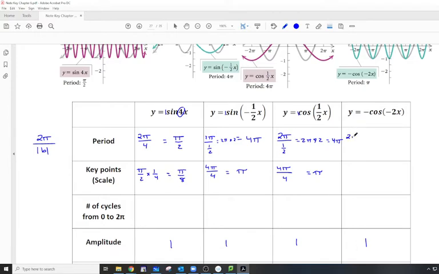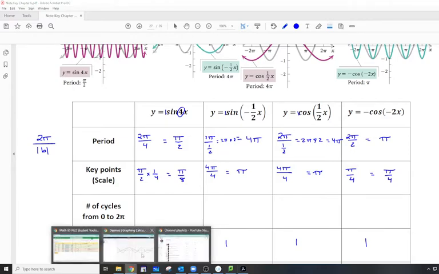So the period is 2 pi divided by the b value, which is 2, absolute value of b, which means my period will be pi. If my key points happen with 4 points within that pi, that means every key point is going to happen at a pi by 4 interval. So let's go back to the graph and just make sure that we're good.